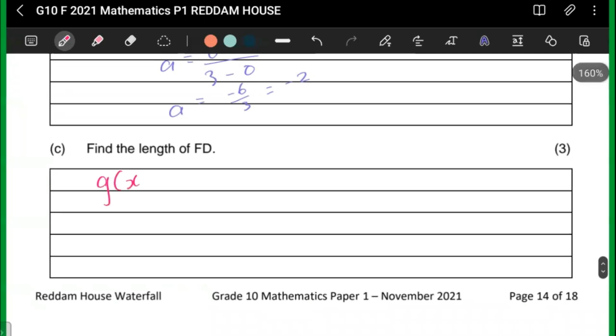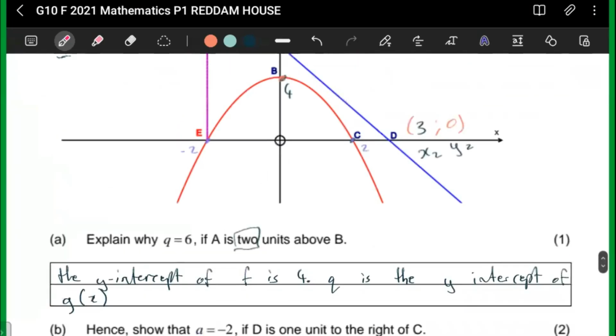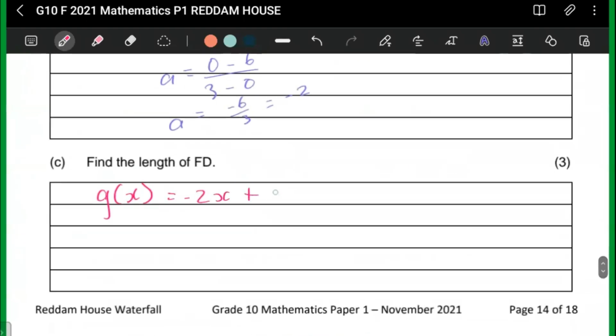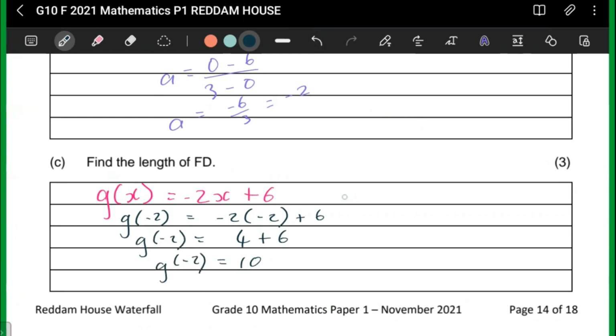You now have it. Remember, g of x is equal to -2x plus q, and the value of q, we know it's a 6. So you have your equation nicely. Since you have your equation and you want the y value of f, you can just substitute -2 here. You're going to have -2 times -2 plus 6, and then you're going to have +4 plus 6. This is a 10. There you go. So you now know that f is (-2; 10).